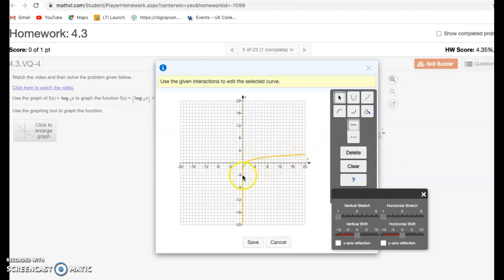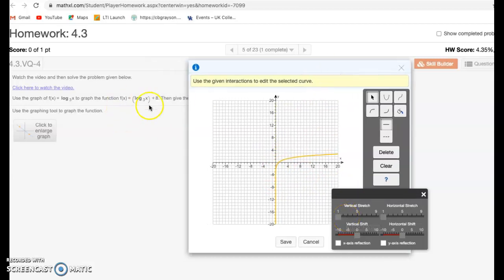And then over here, it gets closer and closer to 0. This y-axis is actually an asymptote. It does not touch the y-axis. It just gets infinitely closer to it. But the computer pixels have trouble showing that. And then, like I said, it does have a vertical shift, that plus 8.